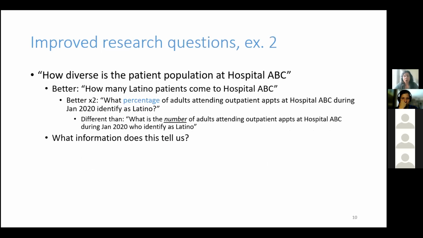Here's another example. So this starts as a question: how diverse is the patient population in hospital ABC? I would say, okay, that's all right, but can we get more specific? So better than that might be, how many Latino patients come into hospital ABC? Okay, but better than that would be, what percentage of adults attending outpatient appointments at hospital ABC during January 2020 identify as Latino? I just want to point out that that's, again, a different question than what is the number of adults attending outpatient appointments.